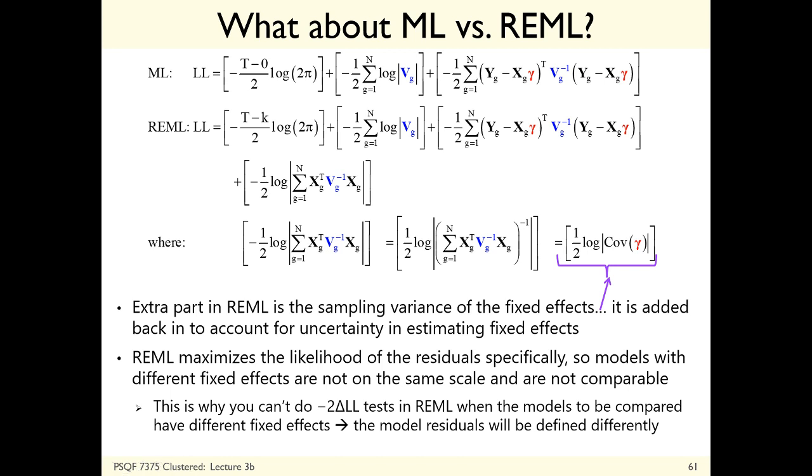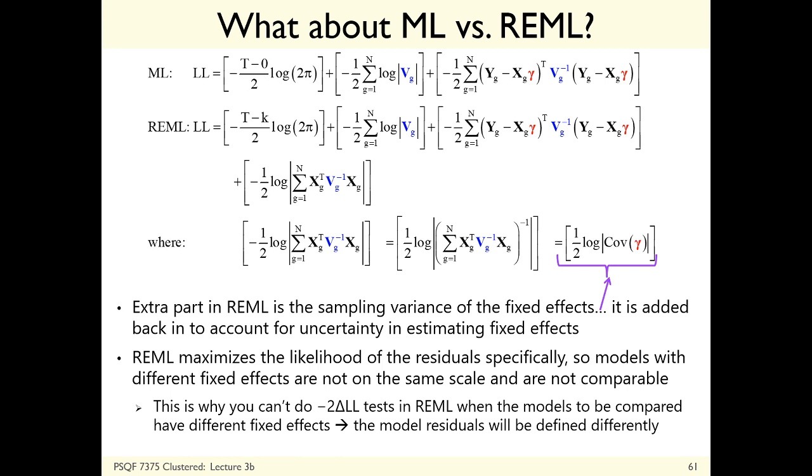So this little piece here that's extra is why we hold fixed effects constant when we test new random effects. You can test whatever you want in regular flavor ML so long as it's nested. And by the way, once we leave normal land, everything is ML.